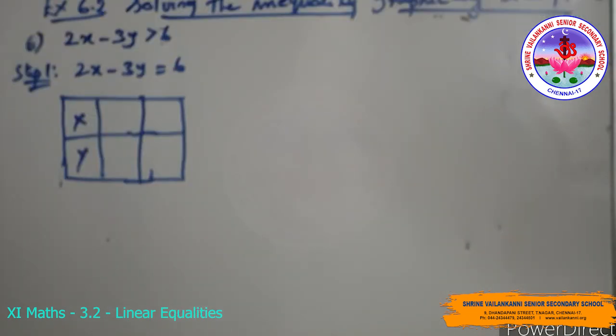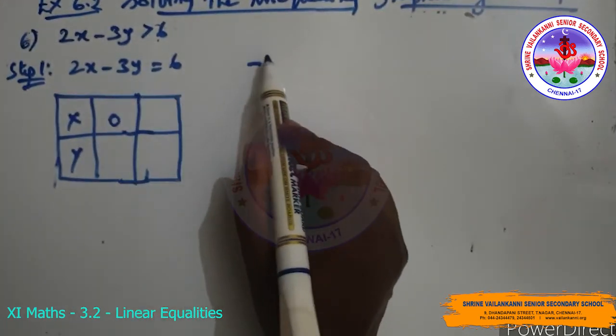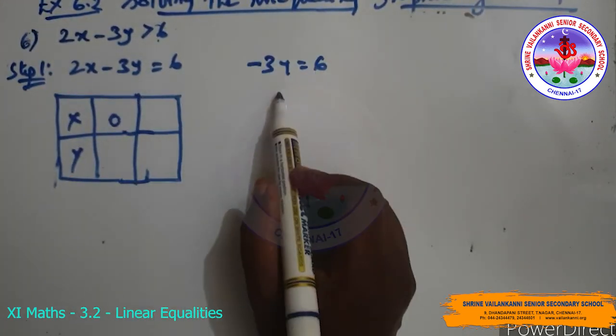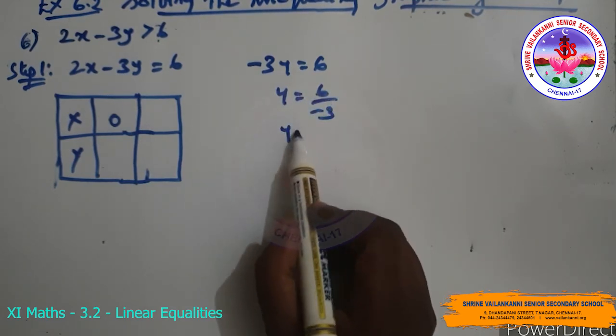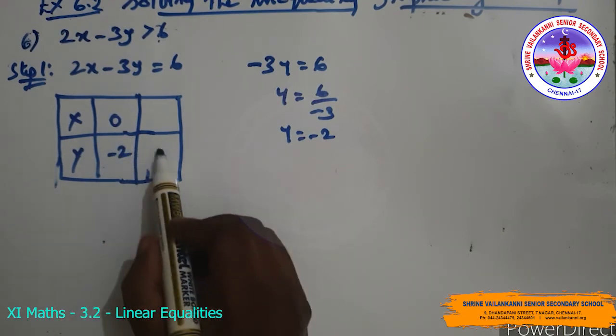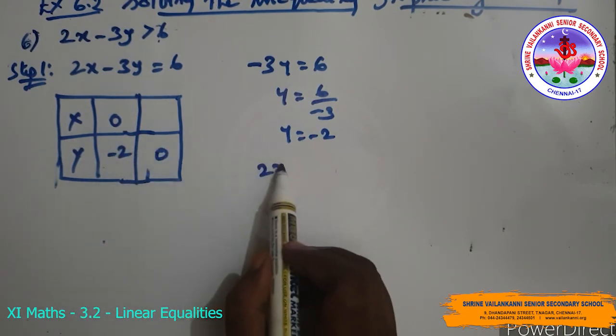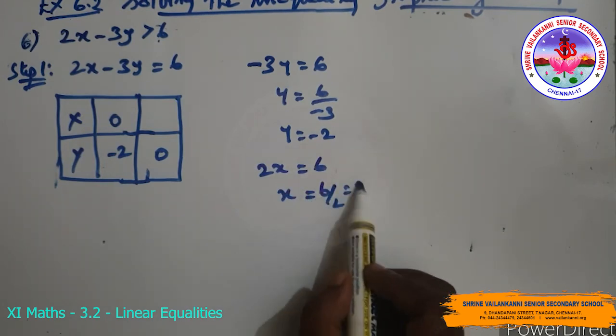Sixth question, 2x minus 3y greater than 6. So step 1, 2x minus 3y equal to 6. Putting x equal to 0, we get minus 3y equal to 6. So y equal to 6 by minus 3, so y equal to minus 2. When y is 0, 2x equal to 6. So x is equal to 6 by 2, which is 3.